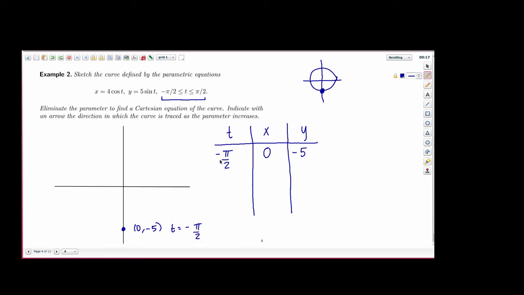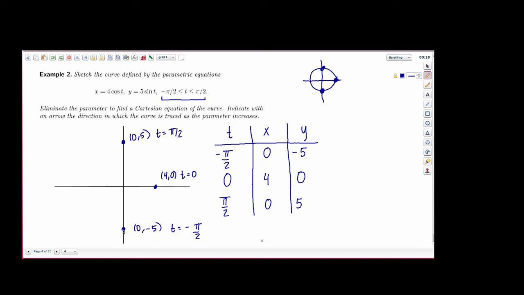Now I'm just going to plug in a point in the middle. I'm going to plug in 0. Again, it's an easy value to plug in. Cosine 0 is now 1, so x will be 4. Sine 0 is 0, so now y is 0. So now we have the point (4, 0), corresponding to t is equal to 0. And finally, I'm going to plug in that last point, that endpoint pi over 2. Cosine of pi over 2 is 0, so x is 0. Sine pi over 2 is 1, so y is 5. So now we've got the point (0, 5), corresponding to t is pi over 2.